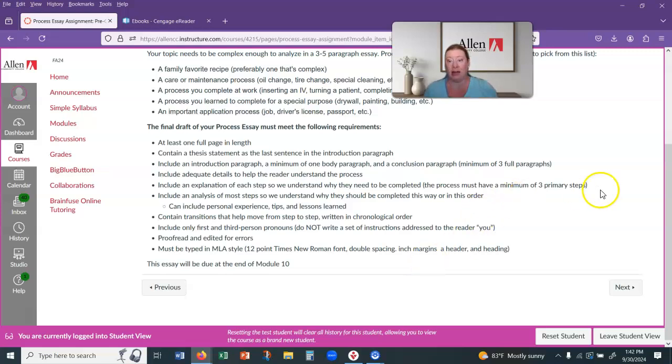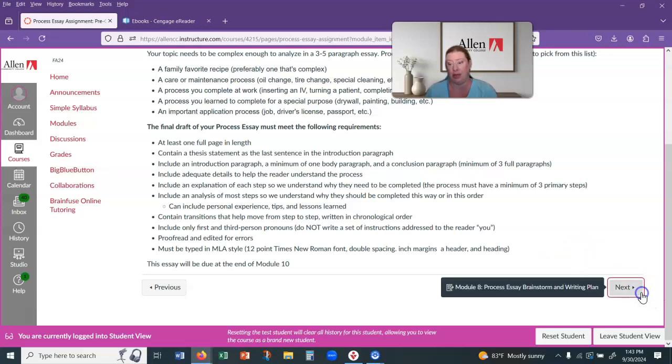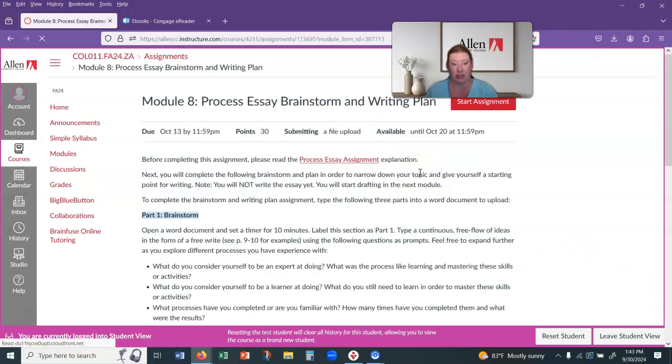So you've got at least 3 primary steps with a bunch of sub-steps underneath. And then you include a lot of personal experience. The hardest part of writing the essay is not using a set of instructions where you address the reader as you. And that's the most common writing issue that students have.